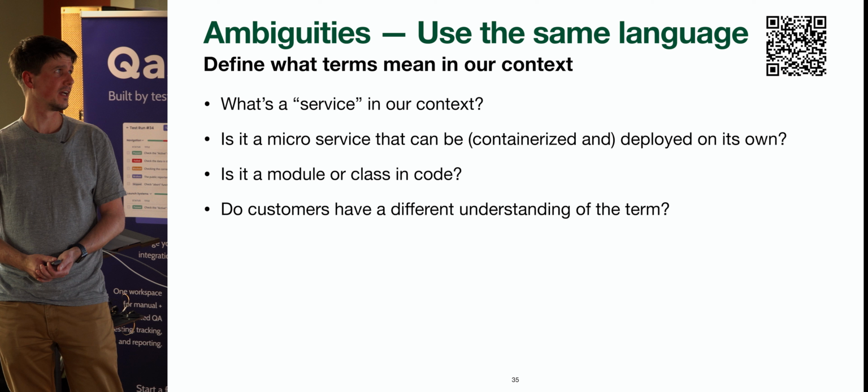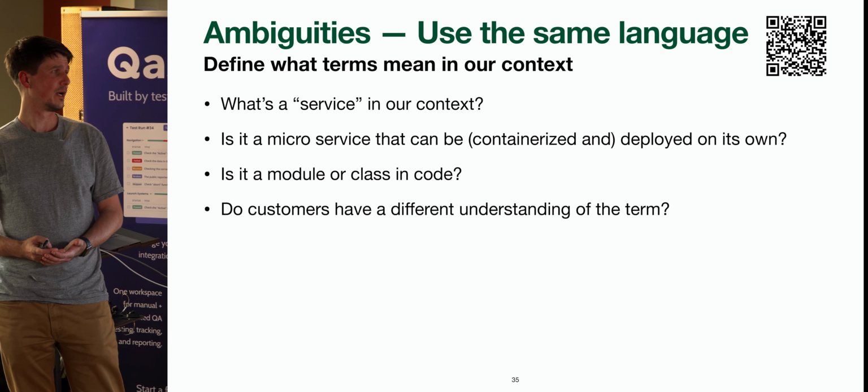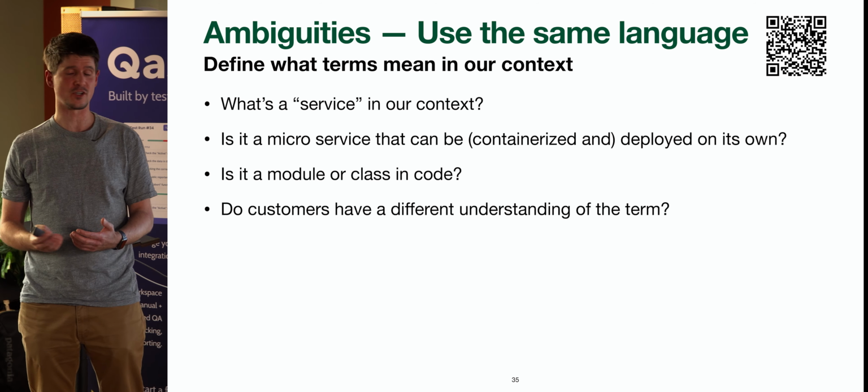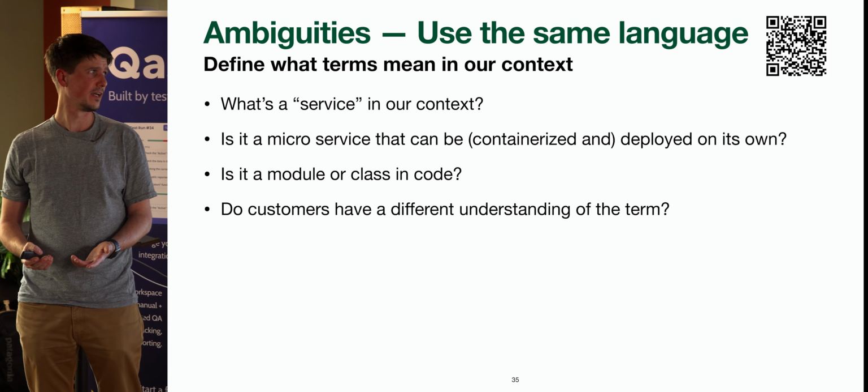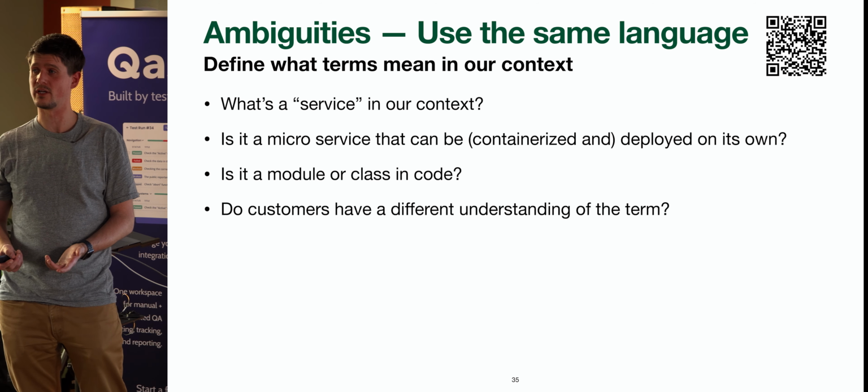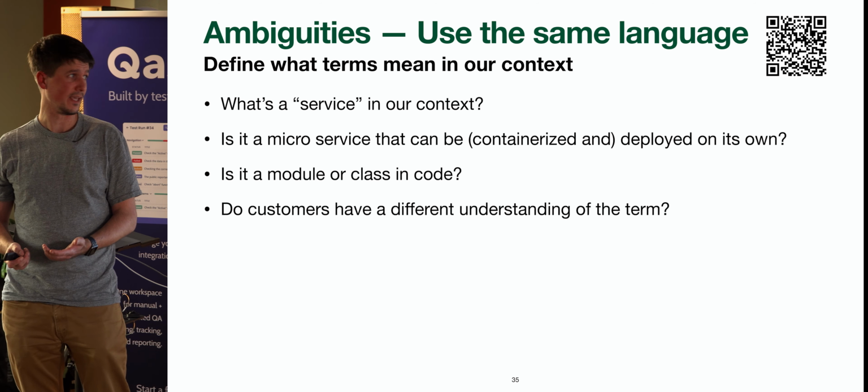All right, so what I want to talk about is establishing the same language. This is just an example, but ask yourself, what does the term service mean in your context? It may be a microservice that can be deployed. It could be just a module or a class in code. Do the customers have the same understanding of the same term? So is there a translation happening between terms inside the development team and outside the company, customer facing? You just need to define that within your team, so when you say a certain term, everybody understands what that means.